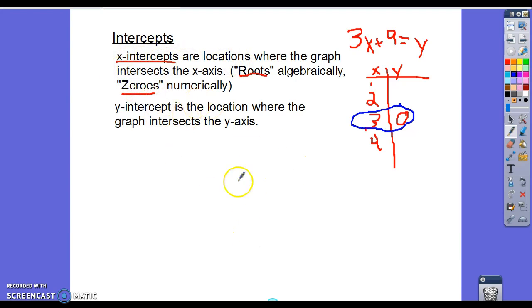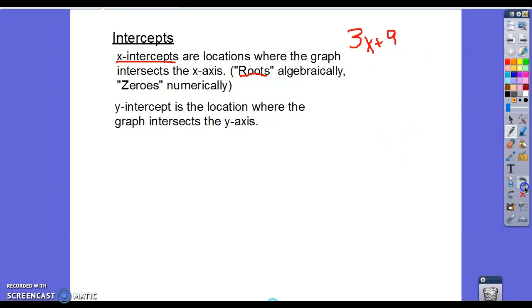I'm going to look at the sine curve in a second, but the y-intercept, notice I said that is the location where the graph intersects the y-axis. So I want you to think about this. Why did I make the assumption there's only ever going to be one y-intercept? Bring that in for me tomorrow. See if you can figure that out. Okay.